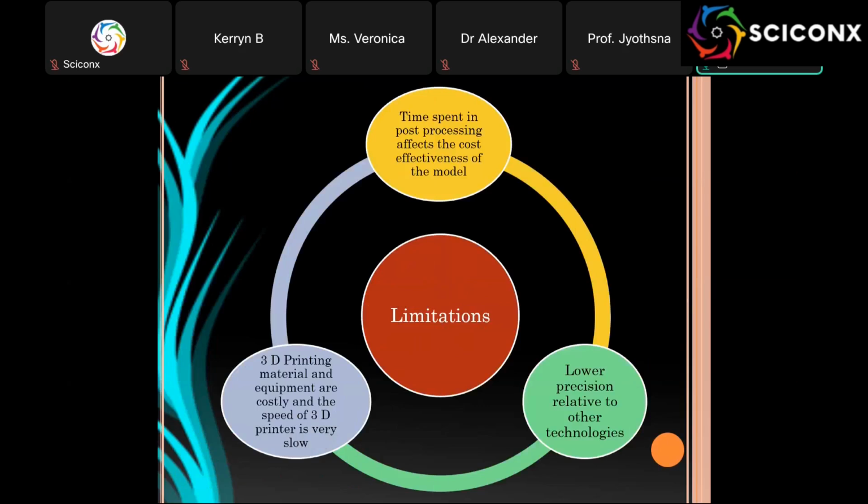Every technique has certain advantages and limitations; there are pros and cons. The most important limitation is the equipment used, the three-dimensional printer and the software. It is one of the costly pieces of equipment, and the speed of the three-dimensional printer is slow. So this is one of the most important limitations of three-dimensional printed models.